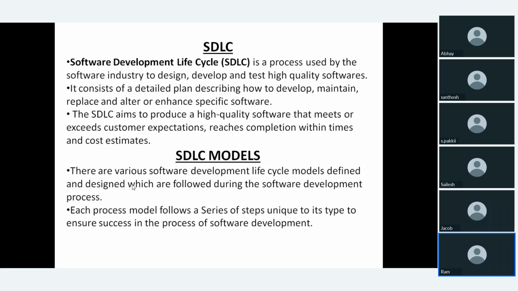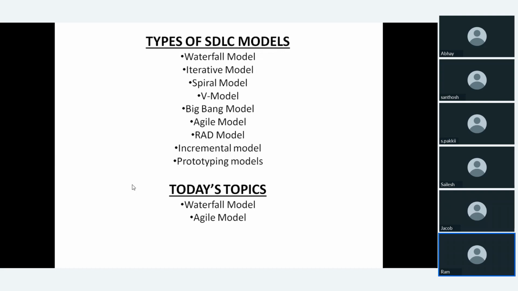There are various models that were used previously, like the waterfall model, which was the basic model used 10 years ago, and the iterative model. There are a lot of models out there. Currently, all the IT industries are following the agile methodology. These are the types of SDLC model: waterfall model, iterative model, spiral model, V model, Big Bang model, and agile model.